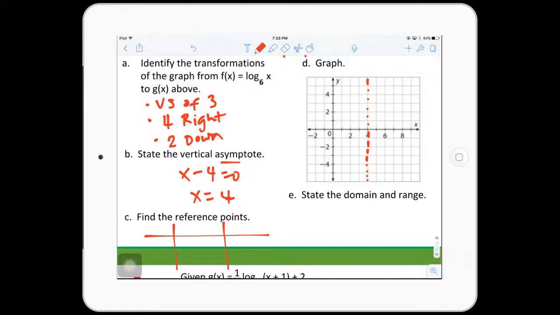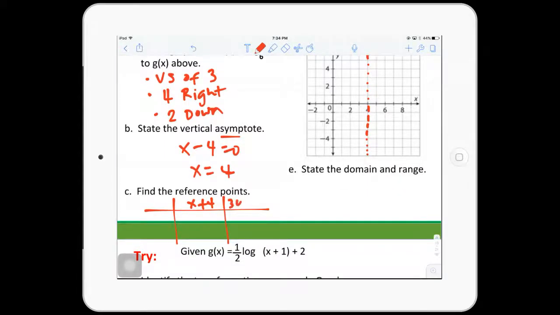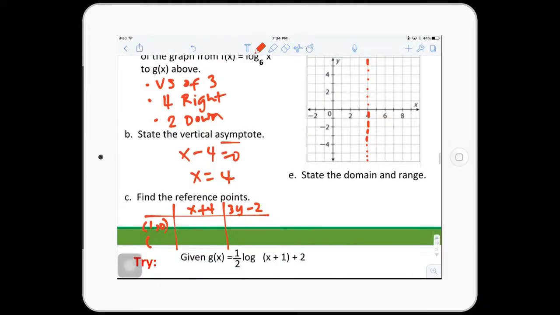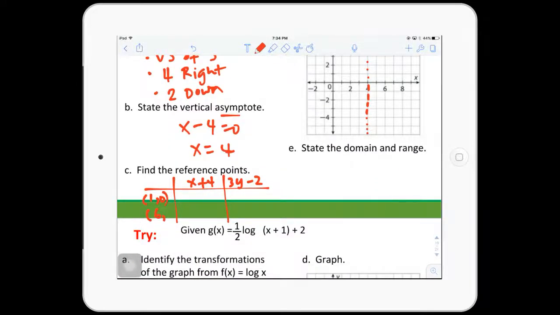So 4 units to the right, that's x plus 4. Remember, going to the right is add. And then based on the equation, it's going to be 3y minus 2 for the vertical. So it's 3y minus 2. And the reference points, again, are 1, 0, and then b, 1. So the base here is actually 6. So 6 is the base. So it's going to be 6, 1. And those are the 2 points, and we're going to do the math.